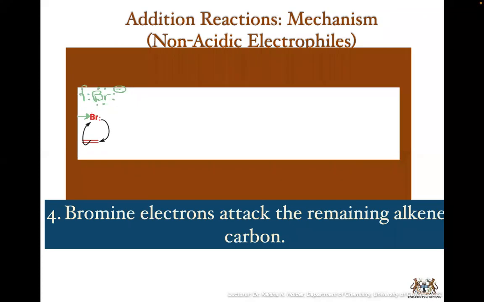Now, here it says that the bromine electrons attack the remaining alkene carbon. So if we started off, let's track our alkene carbons. The first alkene carbon is the one on the left, which I have numbered 1, and then we have the one on the right.